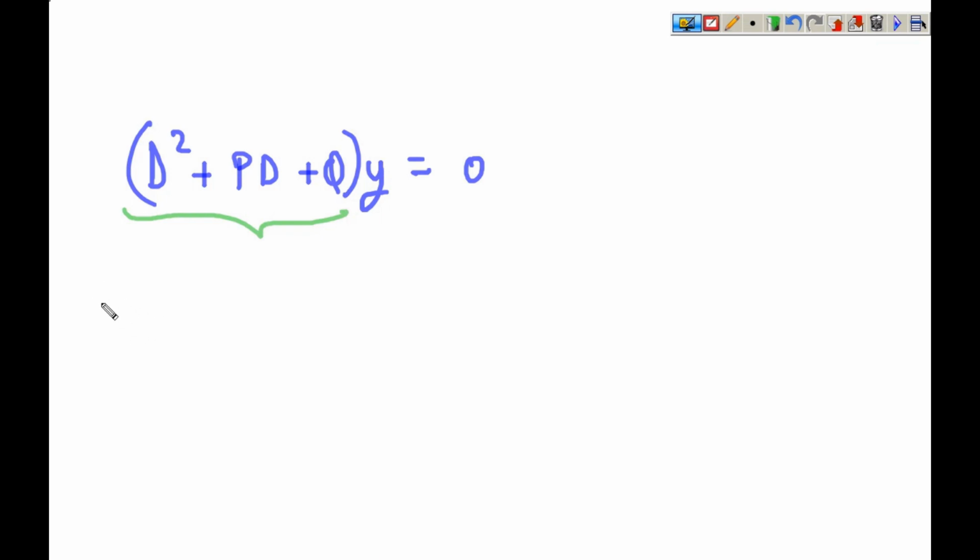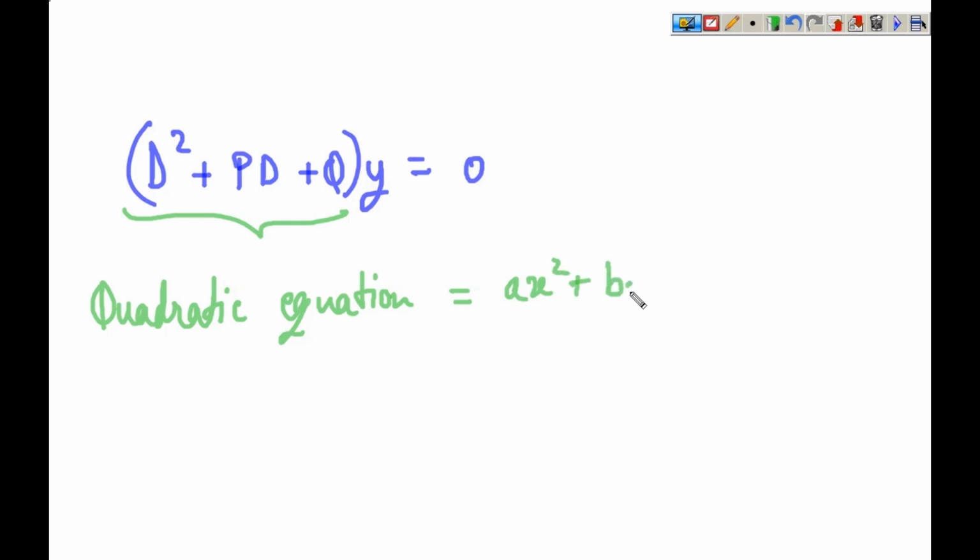A quadratic equation, which you might have solved in earlier classes, looks something like this: ax² plus bx plus c. So here we can see that they look similar, and therefore we assume it to be a quadratic equation. So here we assume that D becomes a variable, right? So we solve for D, we find the value of D in this quadratic equation.